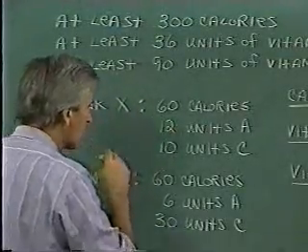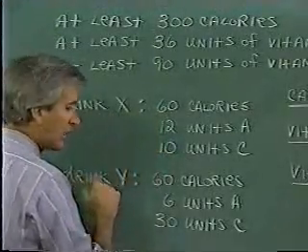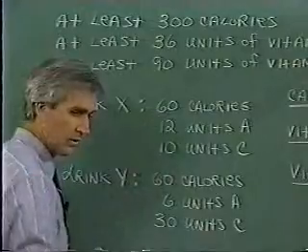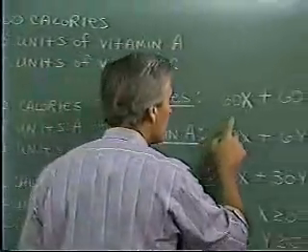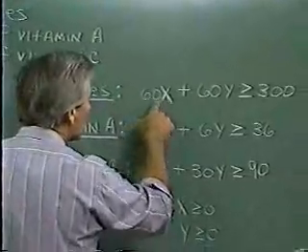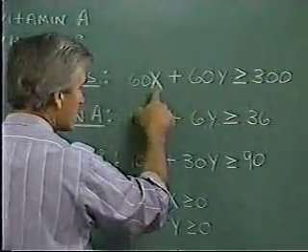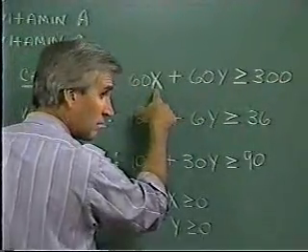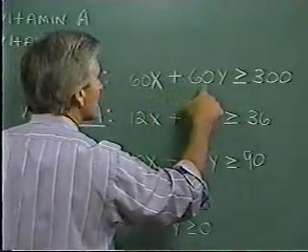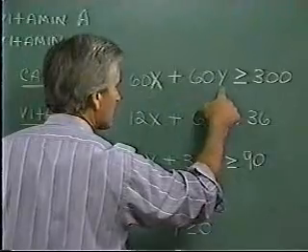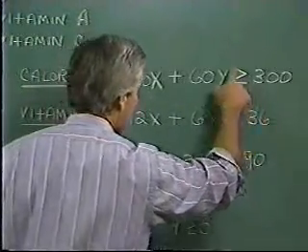The number of calories that we get would be 60 times the number of X drinks plus 60 times the number of Y drinks. So if we need at least 300 calories, we solve this inequality: 60x plus 60y is greater than or equal to 300.